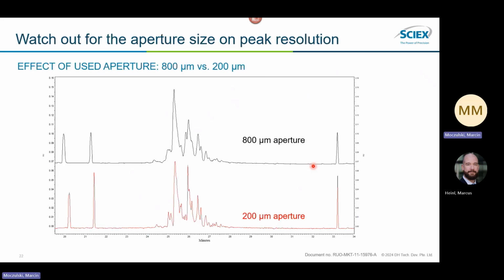We have also another tool in hand. Improving resolution means a small aperture, in the size of 200 micrometers. However, if we have very low concentrated samples, we can increase sensitivity using a higher aperture. However, in this case, we reduce resolution.